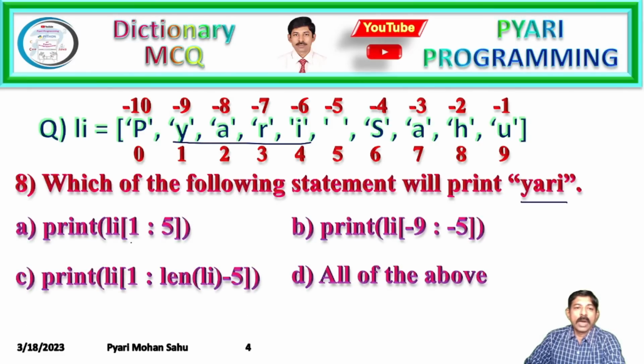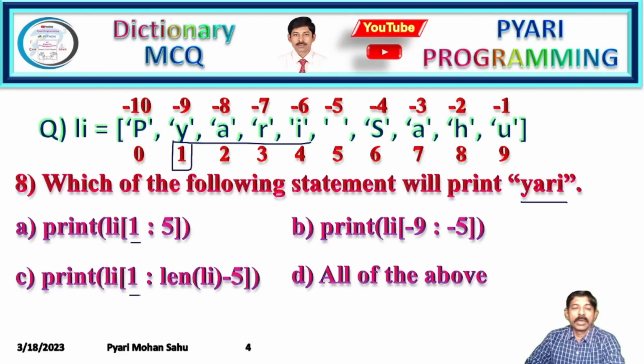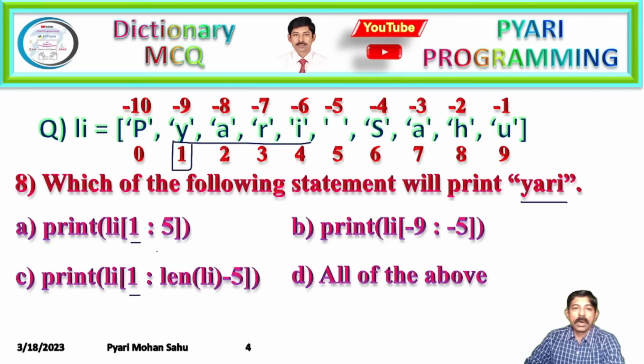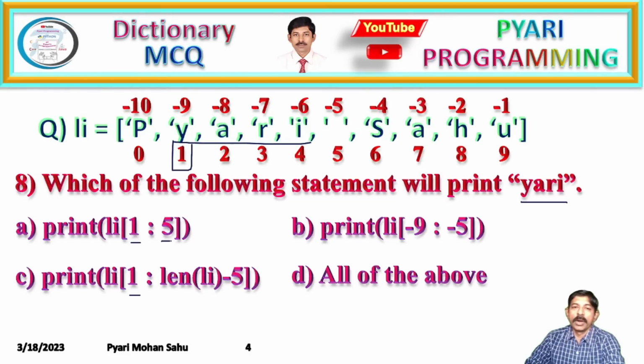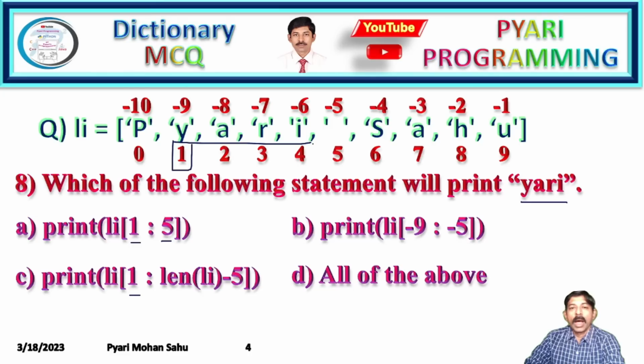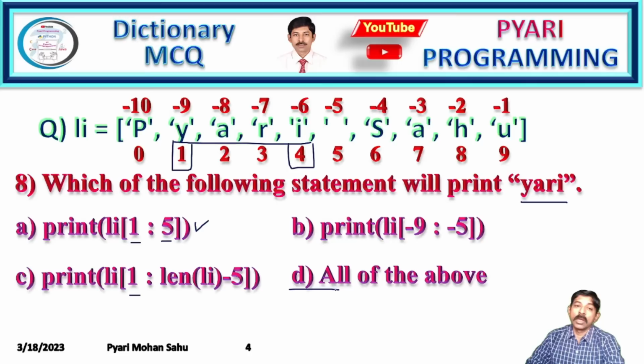Now here starting is given as 1, which is included, and I need 1 also. Here also we have start 1, so both can be considered. Now here stop is 5, where 5 is excluded. That means 4, and I need 4 also. So this can be my candidate answer. Wait, don't get hurried to give the answer, because we have one more option called all of these. So I have to check another option also.